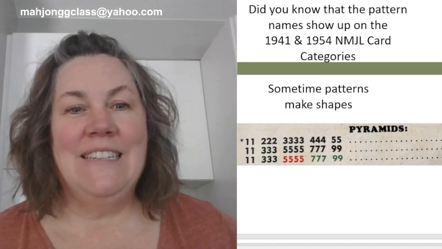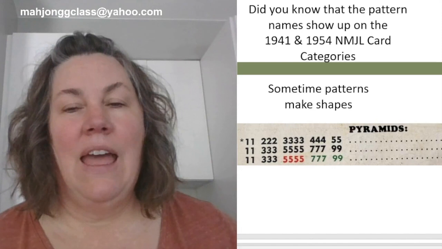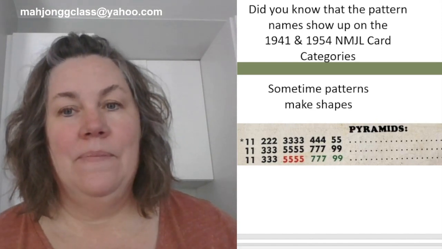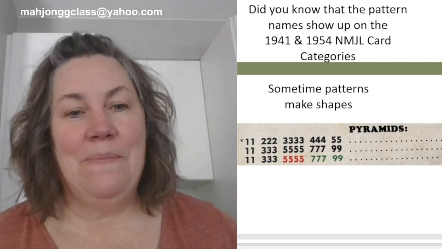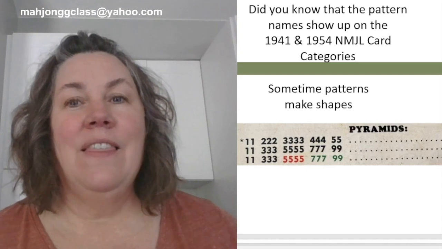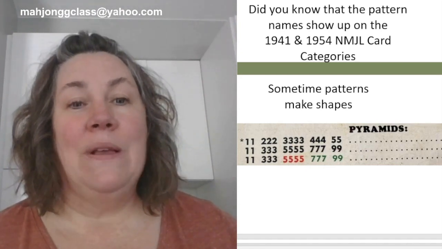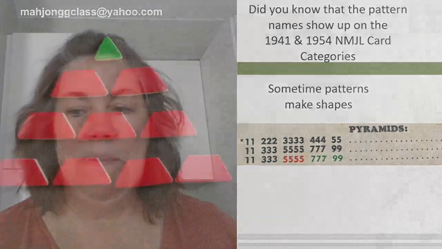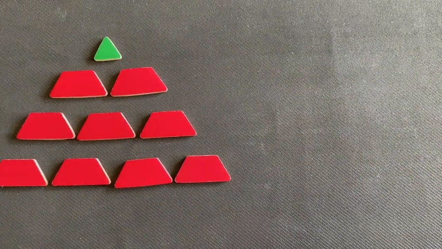The pattern we're going to discuss that the National Mahjong League has shown up on their cards is the pyramid pattern. Sometimes patterns make shapes. The one that we're going to discuss today on the National Mahjong League card was a category called pyramids. Let's look at the pyramid shape. Here is our next pattern, the pyramid.